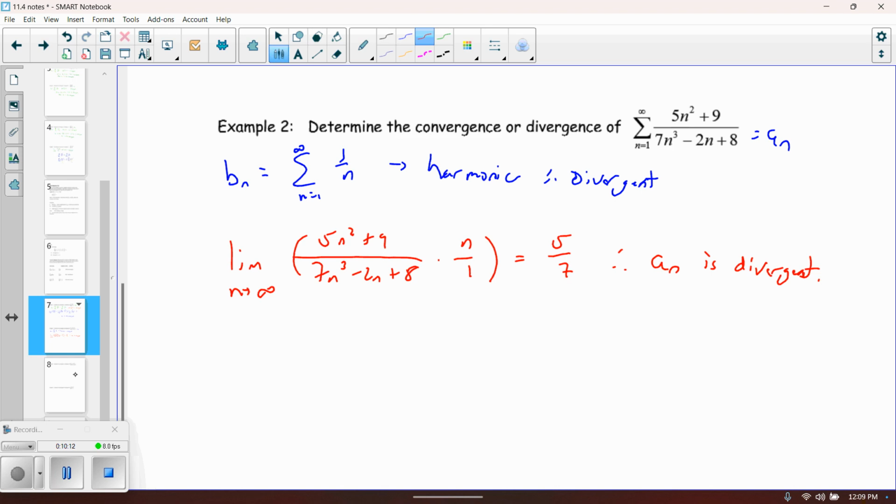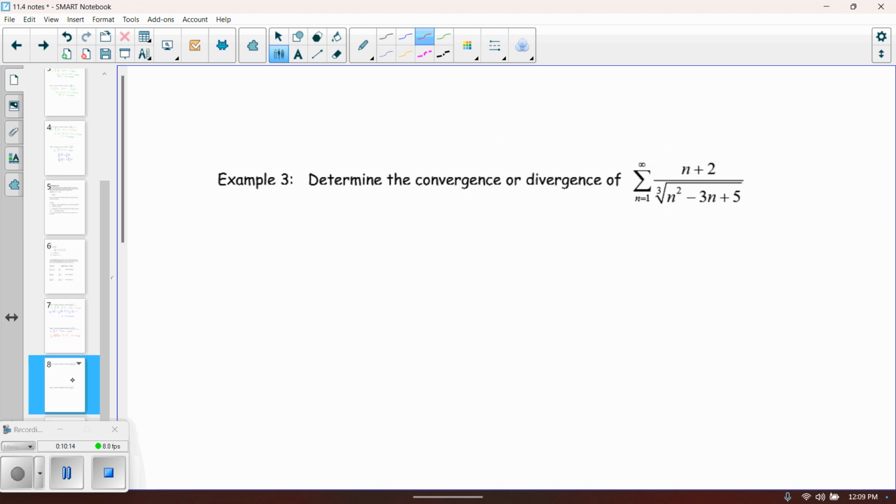All right, moving on. Determine the convergence or divergence of the sum of n plus 2 over the cube root of n squared minus 3n plus 5. So again, the dominant term on top is n. Again, here we're going to call this A sub n. Our B sub n will be, n goes from 1 to infinity.